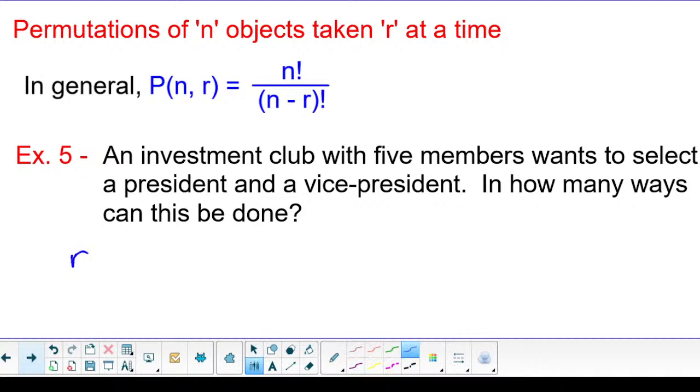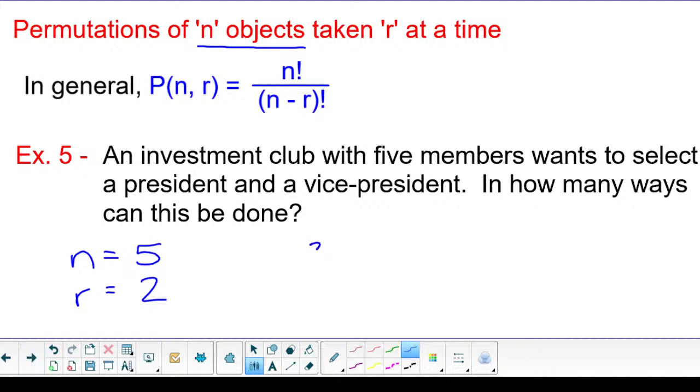So, what is our N and what is our R? N is the total number of objects. So in this case, what's the total number of objects? Georgia? 5. And I want to select a subset of that. How many people do I want to select? Jacob? 2.